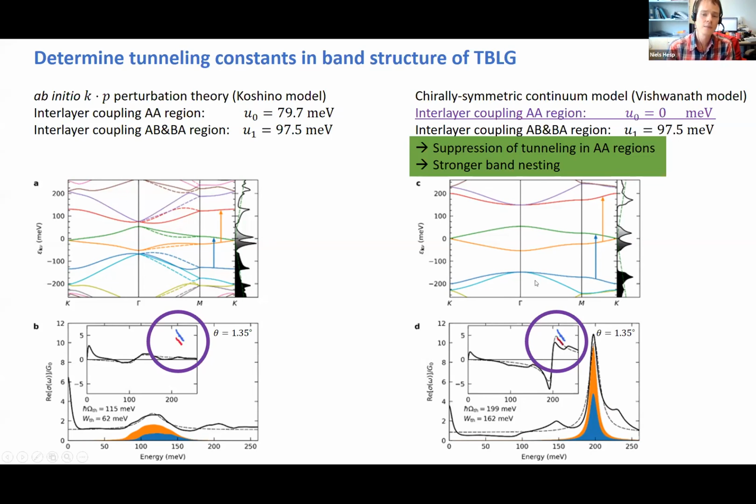So our results suggest that there's a strong suppression of the interlayer tunneling in the AA regions, this U0 parameter, which goes together with stronger band nesting and has its influence on the strong correlations in these systems. And the nice thing about this is that these experiments are all done at room temperature, so it's a rather easy way of accessing these types of parameters of the system.